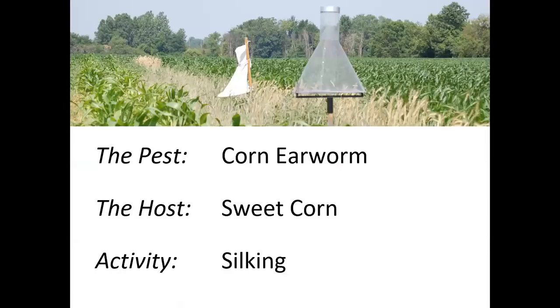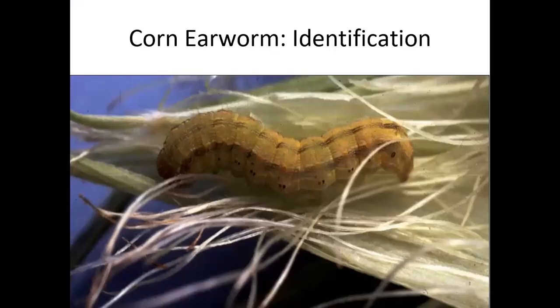So the next pest that I'm going to talk about is the corn earworm. And this is probably the most problematic pest that we deal with in sweet corn. It is something that we see every year and can cause massive amounts of damage if it's left uncontrolled and there are high populations. So the plant is most susceptible during the silking stages.